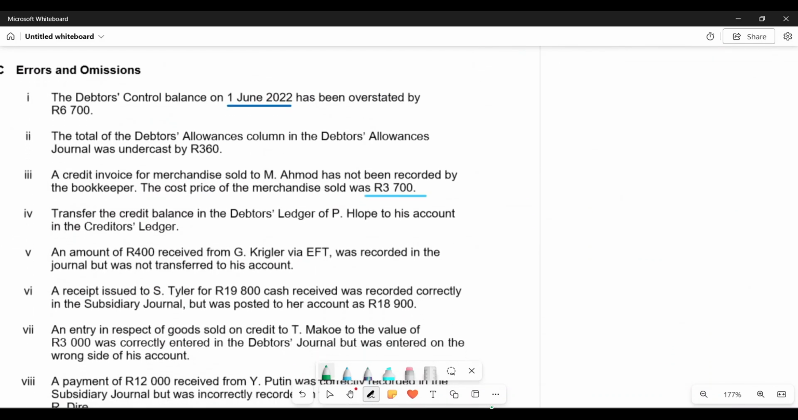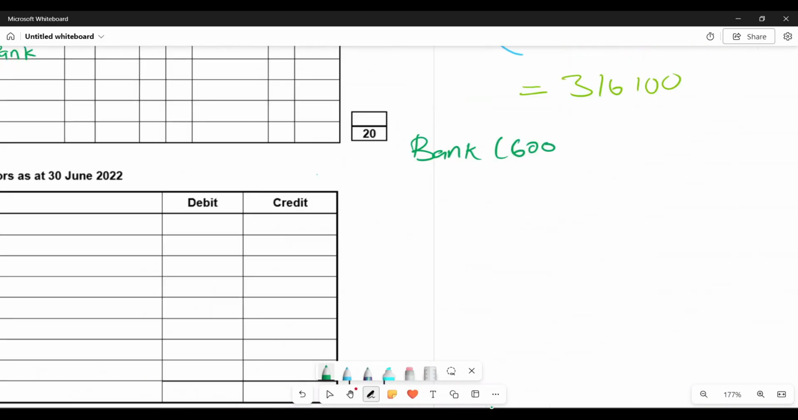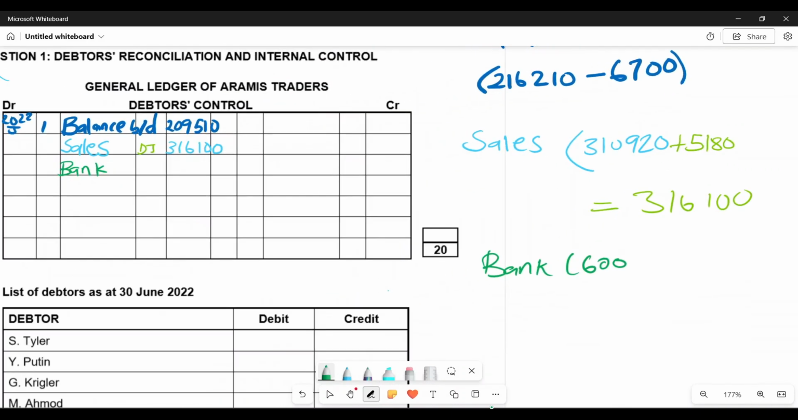So here, debtors allowances. We have already, we're done with that. Same applies to that. So I don't see any transaction that would affect that amount. As a result, I'm going to record it as it is. So here, this is going to be 600.